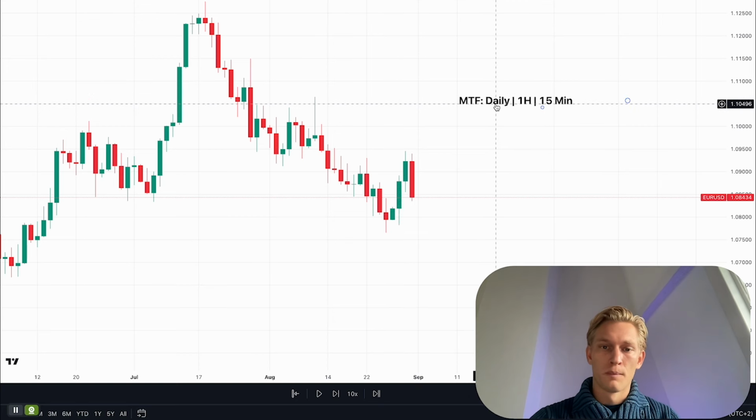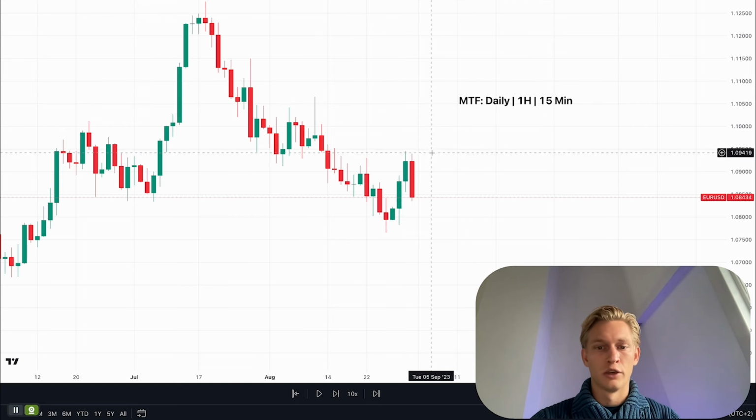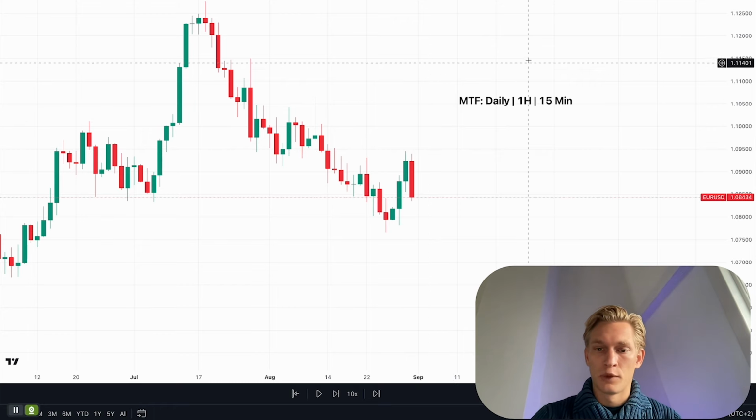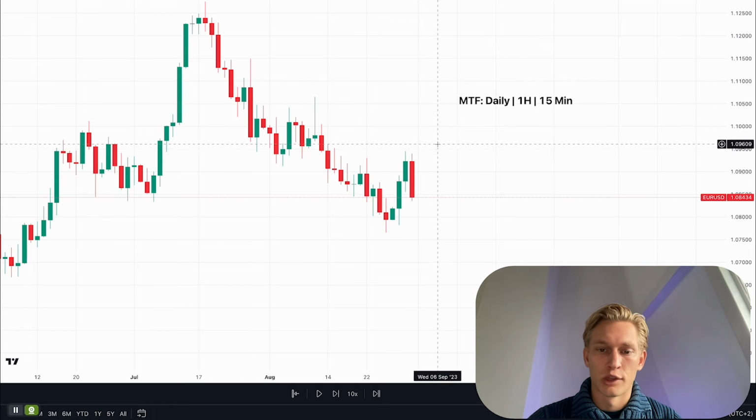Right here we have TradingView, and what I want to show you is the first rule. It's very simple. Multi-time frame analysis is being used, so you use 3 different time frames to plan your entry, but also plan overall your direction of the trade. You have here the daily, the 1 hour, and the 15-minute time frame that we use.